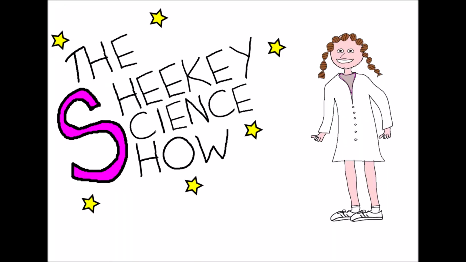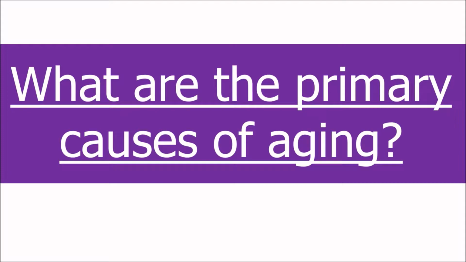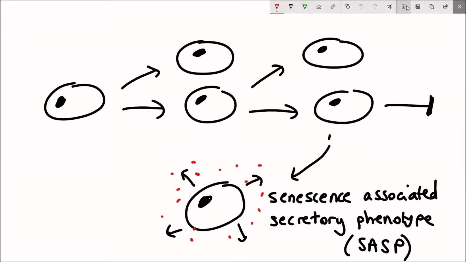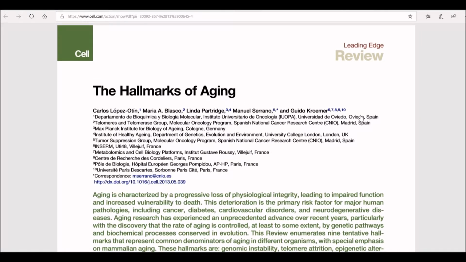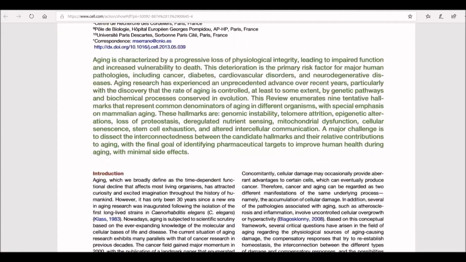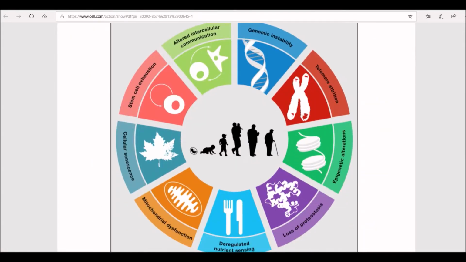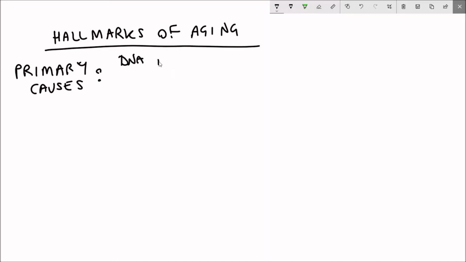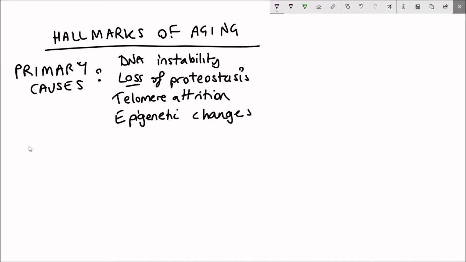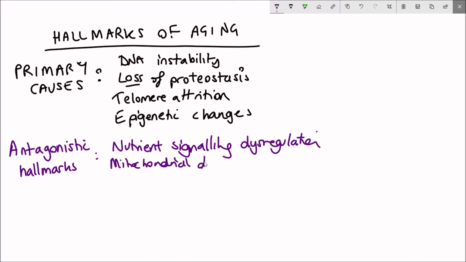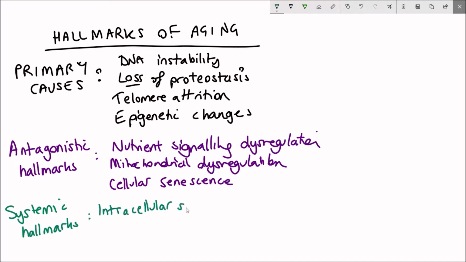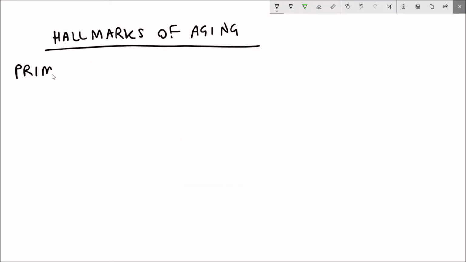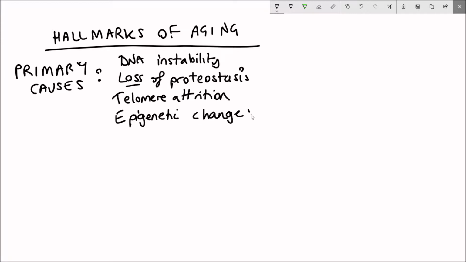So today we're going to address the question of what are the primary causes of aging. Last time I introduced you to the hallmarks of aging, for which there are 9 different hallmarks, and these different hallmarks are categorized into 3 different components: the primary causes of aging, the antagonistic hallmarks, and the systemic or integrative hallmarks. In this video, we'll just look at the primary causes of aging.